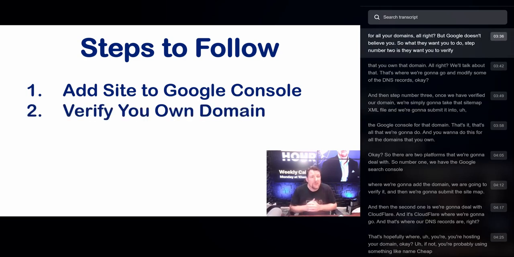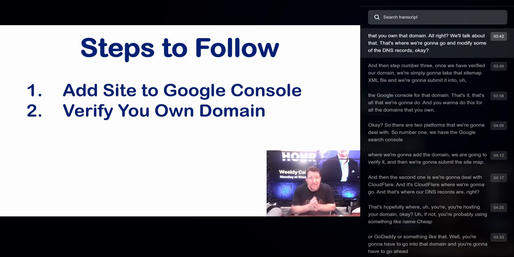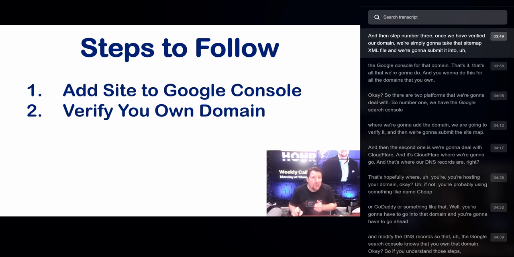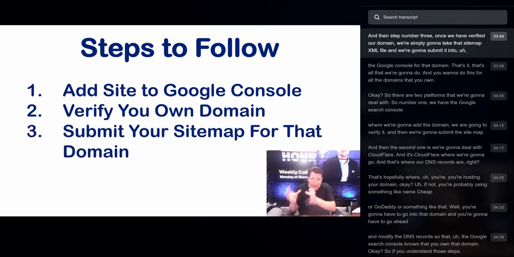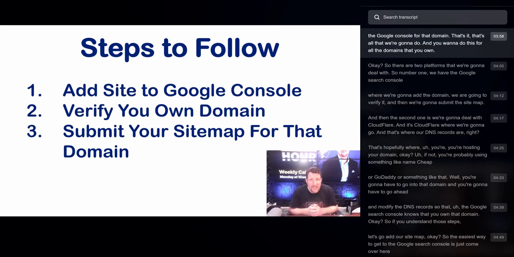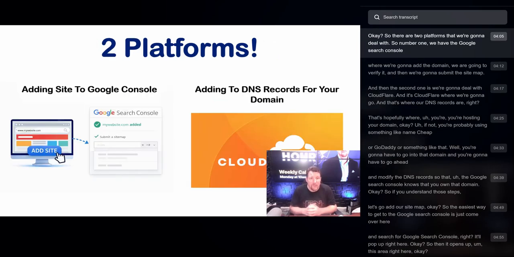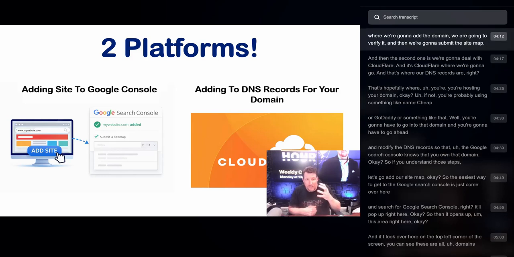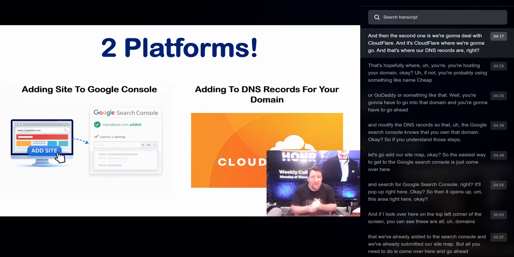But Google doesn't believe you. So step number two, they want you to verify that you own that domain. We'll talk about that. That's where we're going to modify some of the DNS records. Then step number three, once we have verified our domain, we're simply going to take that sitemap.xml file and submit it into the Google console for that domain. That's all that we're going to do, and you want to do this for all the domains that you own. There are two platforms that we're going to deal with. Number one, the Google Search Console, where we're going to add the domain, verify it, and then submit the sitemap. And the second one is Cloudflare.